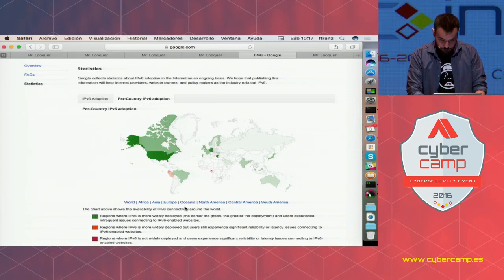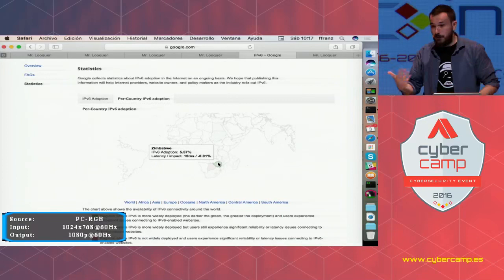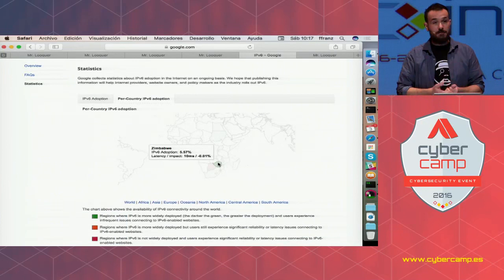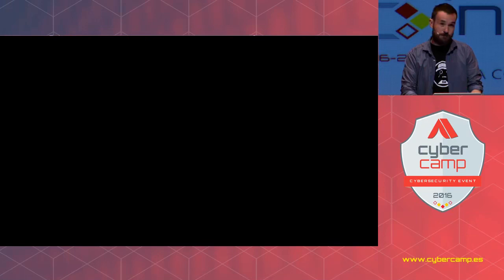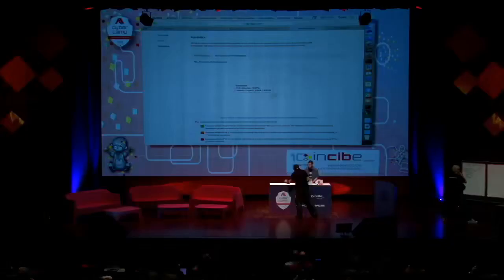And there is one country which I especially like, which is Zimbabwe. Zimbabwe has 50 times more IPv6 than Spain. And this in the past was very appealing to me. I said, why in Zimbabwe is there more IPv6 traffic than in Spain? Very easy answer, because IPv6 came later on and they cannot buy IPv4. In Zimbabwe, there are no IPv4 left, and then they have to go and buy IPv6.